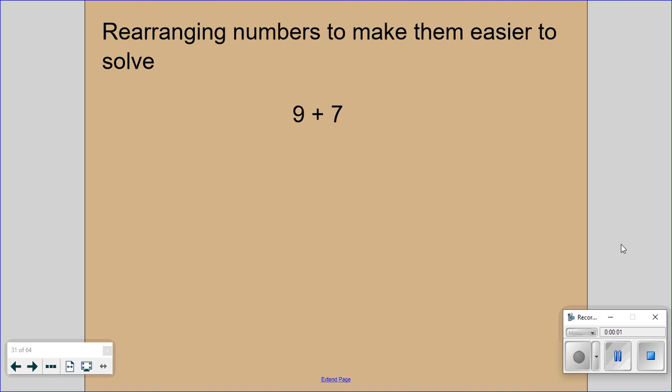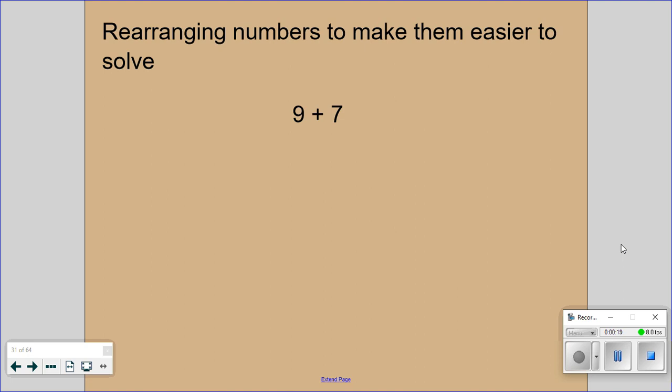Again, we're going to be talking about rearranging numbers, putting them in a slightly different order, messing with our numbers, in order to make it an easier problem to solve.